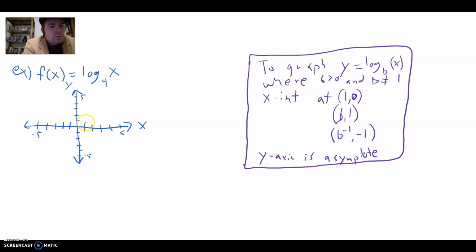We have the point (1, 0). That's right here. We have the point (b, 1). In this case, b is 4, so that's going to be at 1, 2, 3, 4, 1. And we have the point (b inverse, -1). Since b is 4, that means b inverse is 1/4. Thus, (b inverse, -1) is going to be right here. If I subdivide this down, you can see that there's 1/4. And it's going to be right there. Now we can draw our curve.